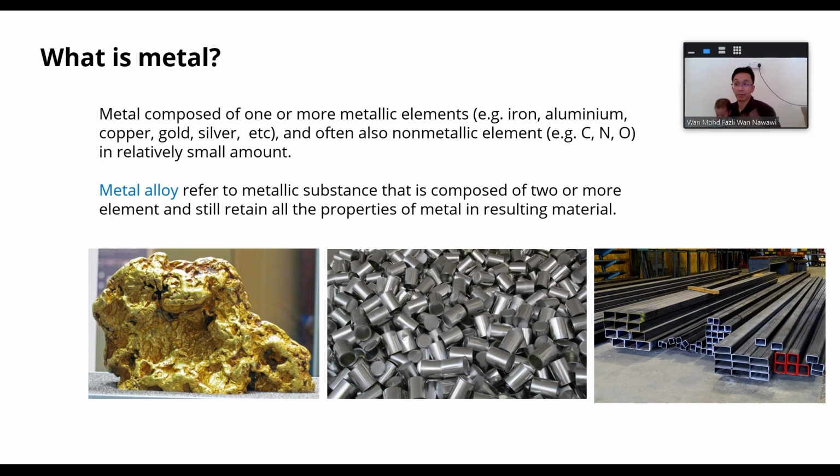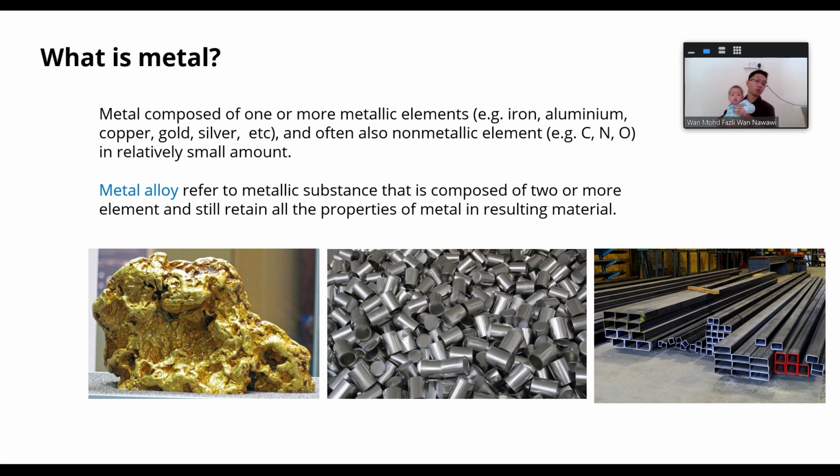Some metal is prized in its pure form. So this is gold in its pure form. But most metal that you can see around you in daily life is not pure metal. It's normally an alloy. For example, this drink can. Even though you know it's made of aluminium, it's not 100% aluminium. They add something, so they call it an alloy.